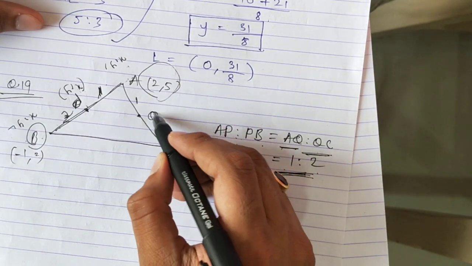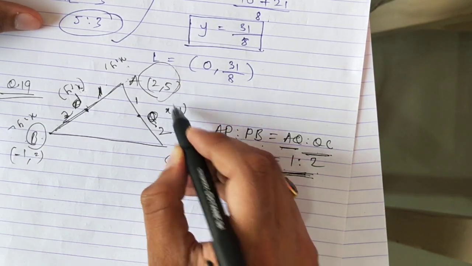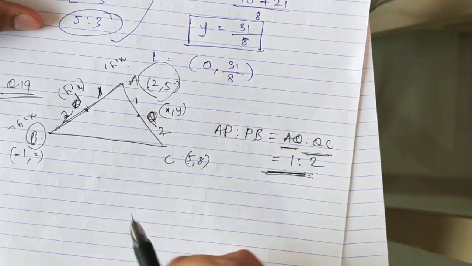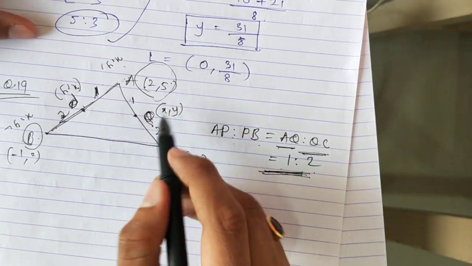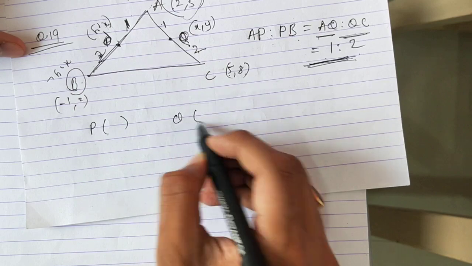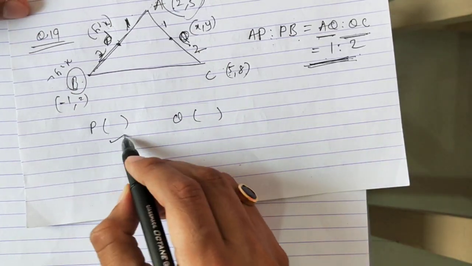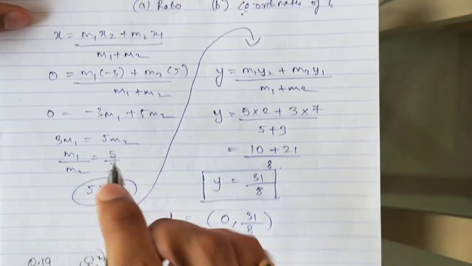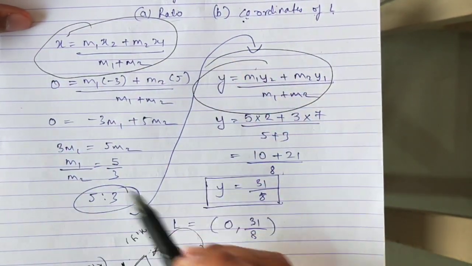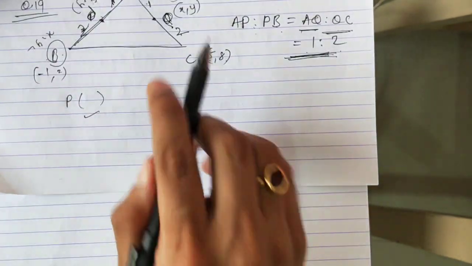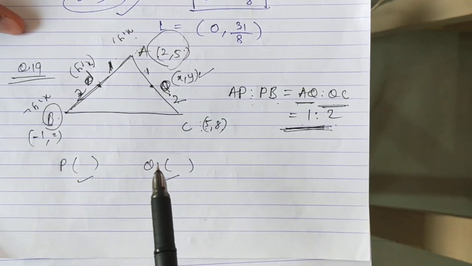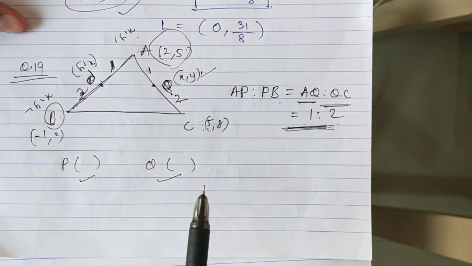Similarly, here this Q you will take as x comma y. This is x1, y1, x2, y2 and ratio is 1 is to 2. So you can easily find the coordinates of P and the coordinates of Q by using the formula. This is the formula for x and this is the formula for y. Using these formulas, ratio is also given, coordinates are also given, you can find the value of x and y. So find P and Q.